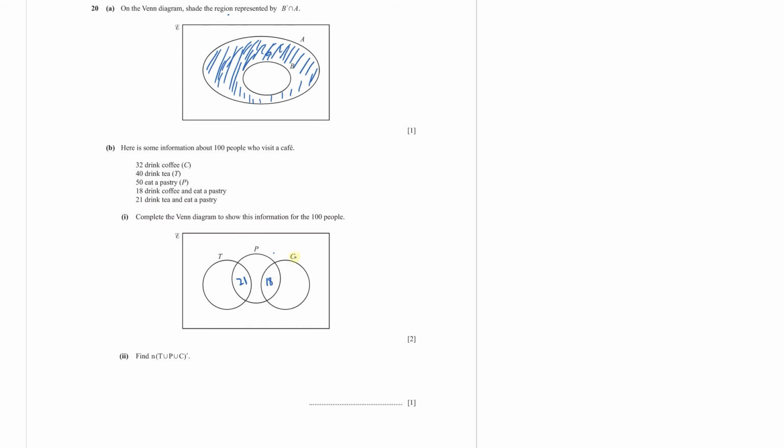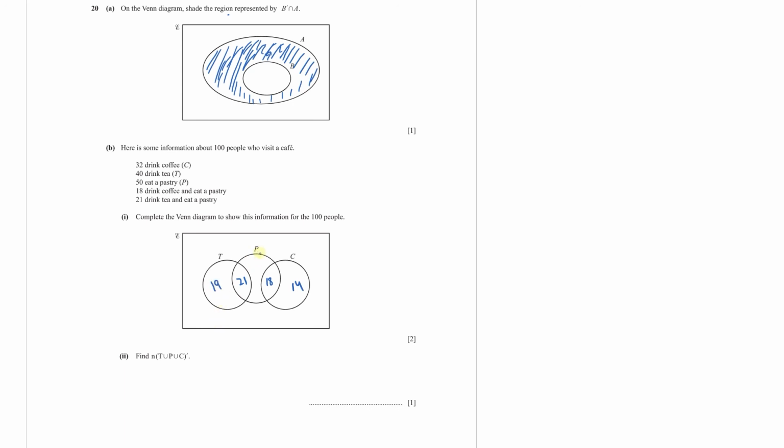So how many people drink coffee? 32 drink coffee, but out of those 32, 18 also eat pastry that we have mentioned here. So this region will be 32 minus 18, which will be 14. So this will be 14. And how many drink tea? 40 drink tea, but out of those 40, we already have 21 here, which also eat pastry. So this region here will be 40 minus 21, which is 19.